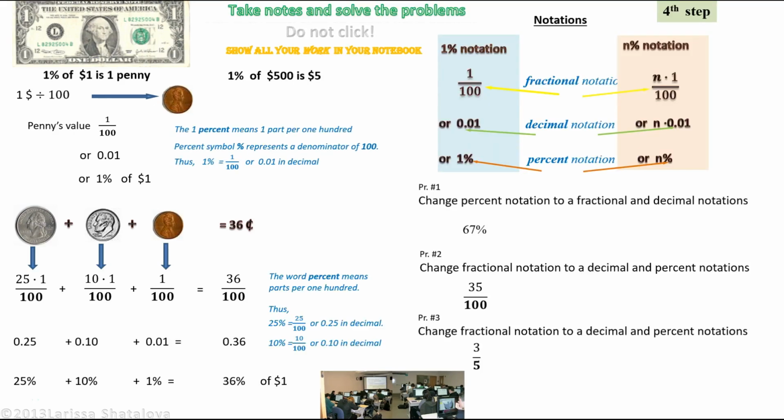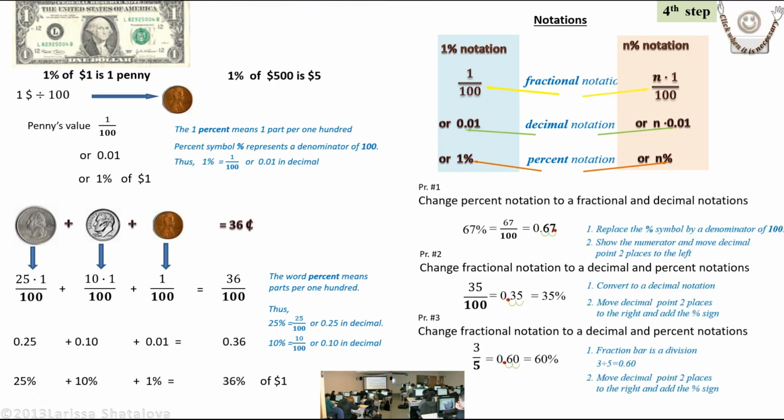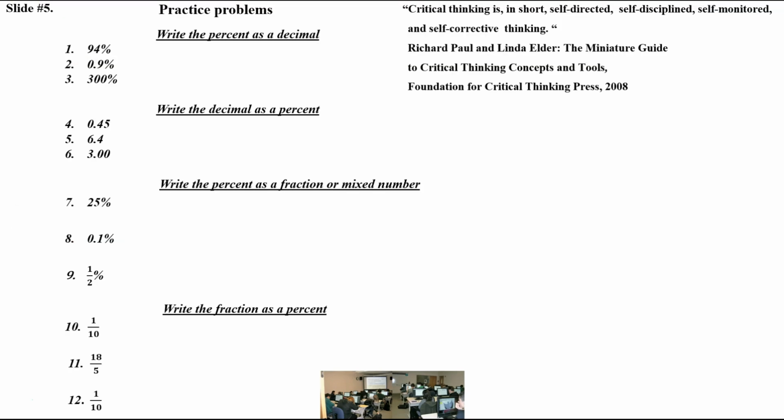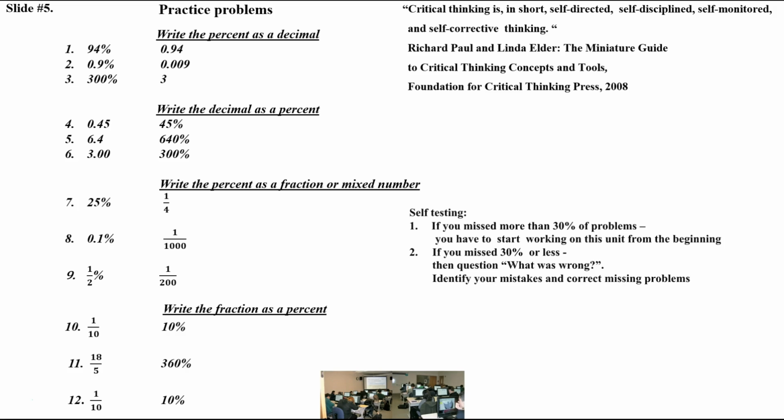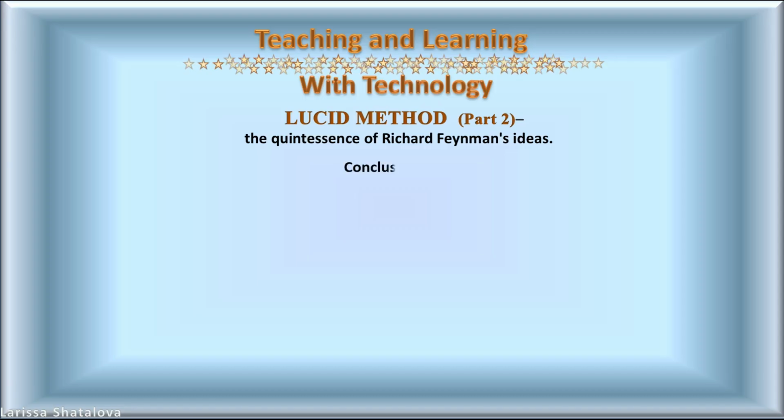Final fourth step. Students are supposed to take notes, solve problems, and check the answer. The number of problems can be added, and solutions of the problems will show how well students understand the material, because self-testing shows that if you miss more than 30% of problems, you have to start working on this unit from the beginning. If you miss 30 or less, then question what was wrong, identify your mistake, and correct the missing problems. Conclusion.